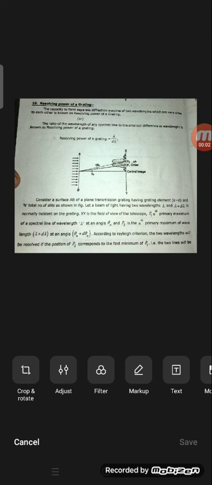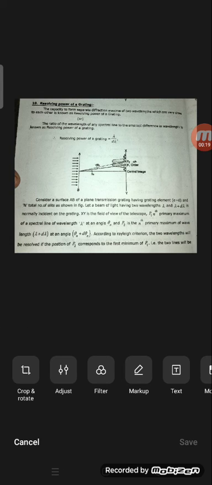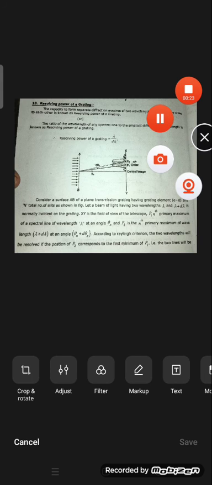Good morning. So today the new topic in the part of diffraction, we'll study about the resolving power of a grating, right? The resolving power of a grating. Already we have seen the resolving power in the previous class, or the limit of resolution. Okay. So what is the actual resolving power of a grating?